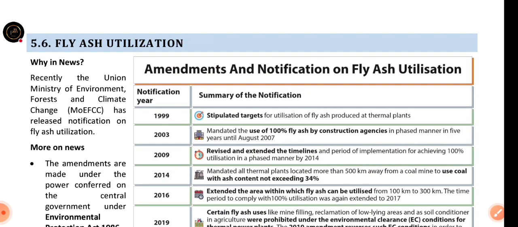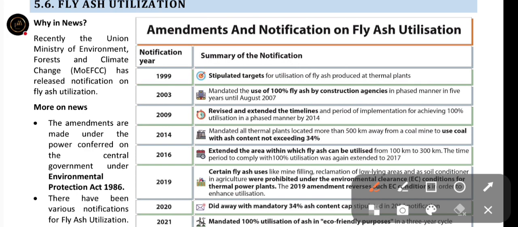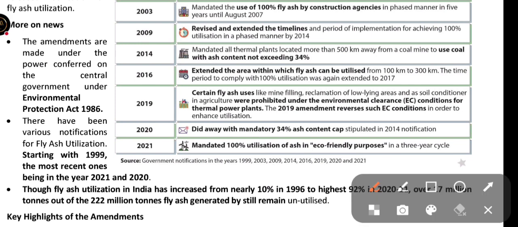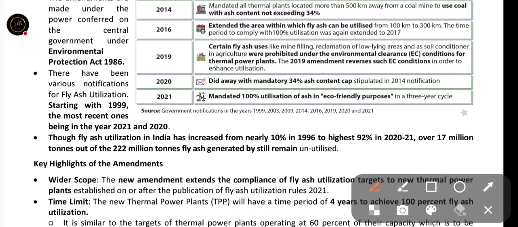Next is the fly ash utilization. Why was it in the news? Recently, the Union Ministry of Environment, Forest and Climate Change has released a notification on fly ash utilization. And the amendments are made under the power conferred on the central government under the Environment Protection Act 1986. And this fly ash, because of the pollution, comes under the Environment Protection Act 1986.